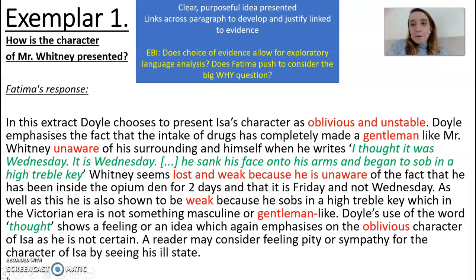And the other thing I think Fatima could do is link to the big why. So she's told me Doyle's presentation of the character, she's given me the evidence, she's linked it all together, which is lovely, but she doesn't link that to context here or Doyle's big intention. So why does he want to present Isa in this way? We know this is a Victorian character because she refers to the gentlemanly idea, so she's aware of context. I know she is, but she doesn't link that to what Doyle thought of this context. What are his feelings about gentlemen at this time? What is he trying to tell us about them? So that's fascinating. Some really good things to learn from and a little area for development.